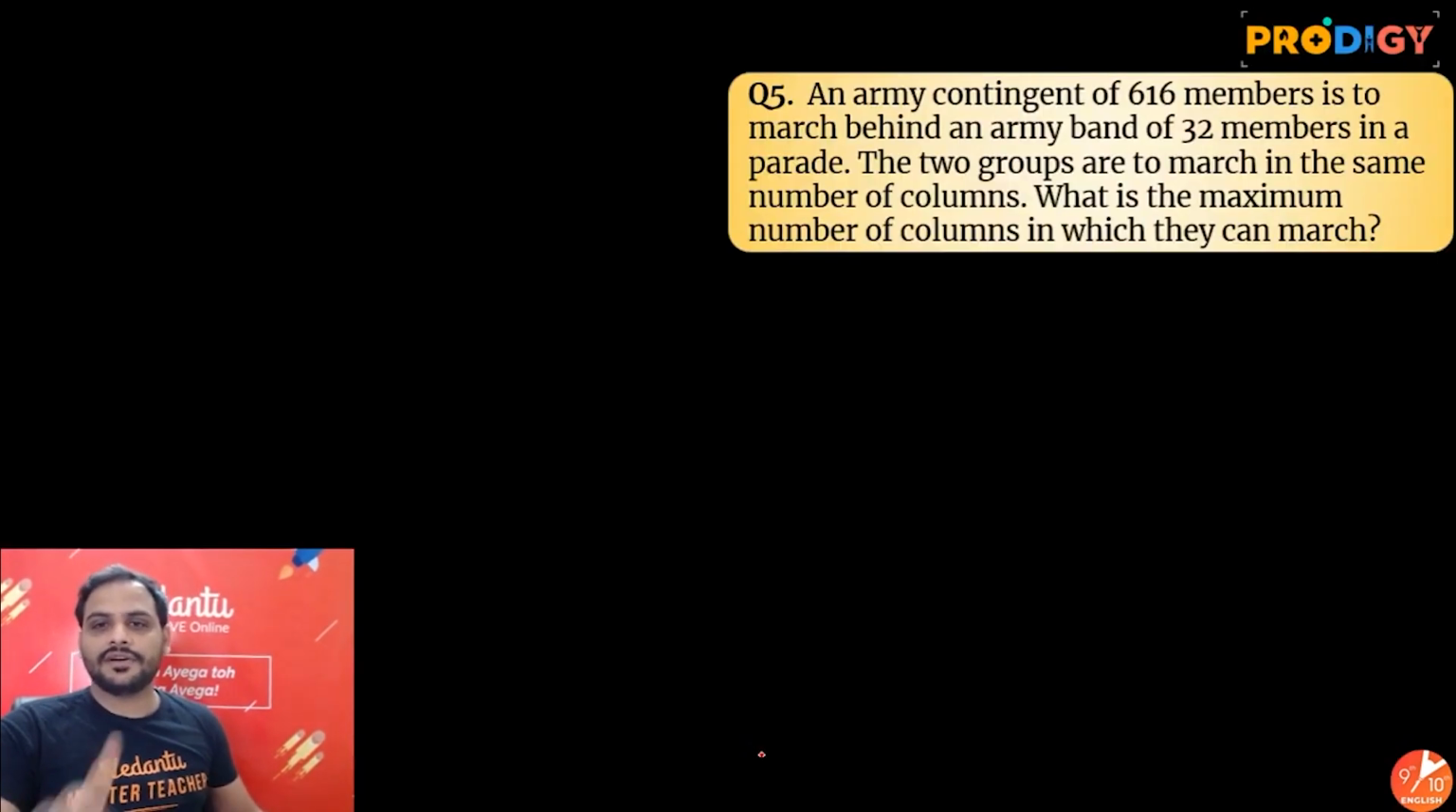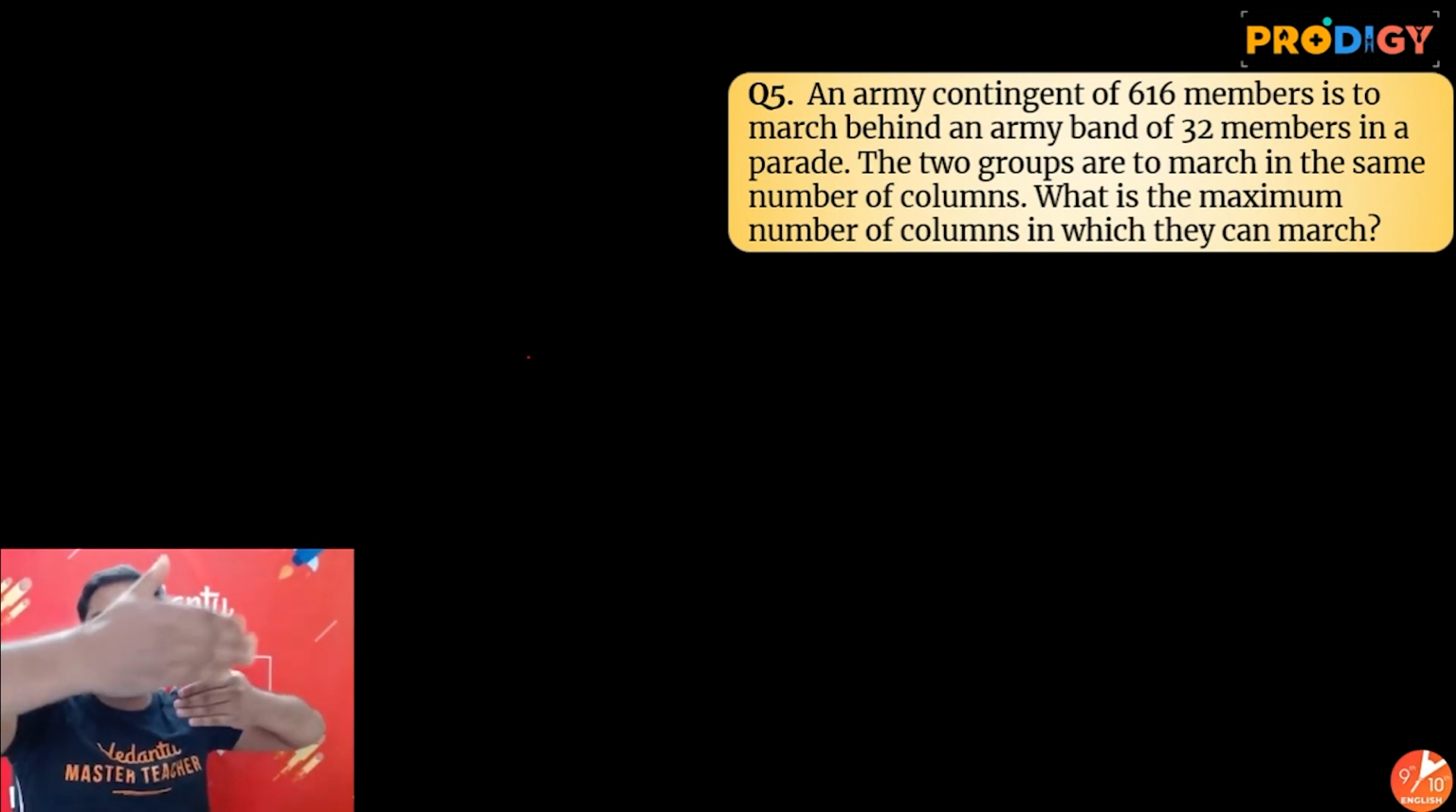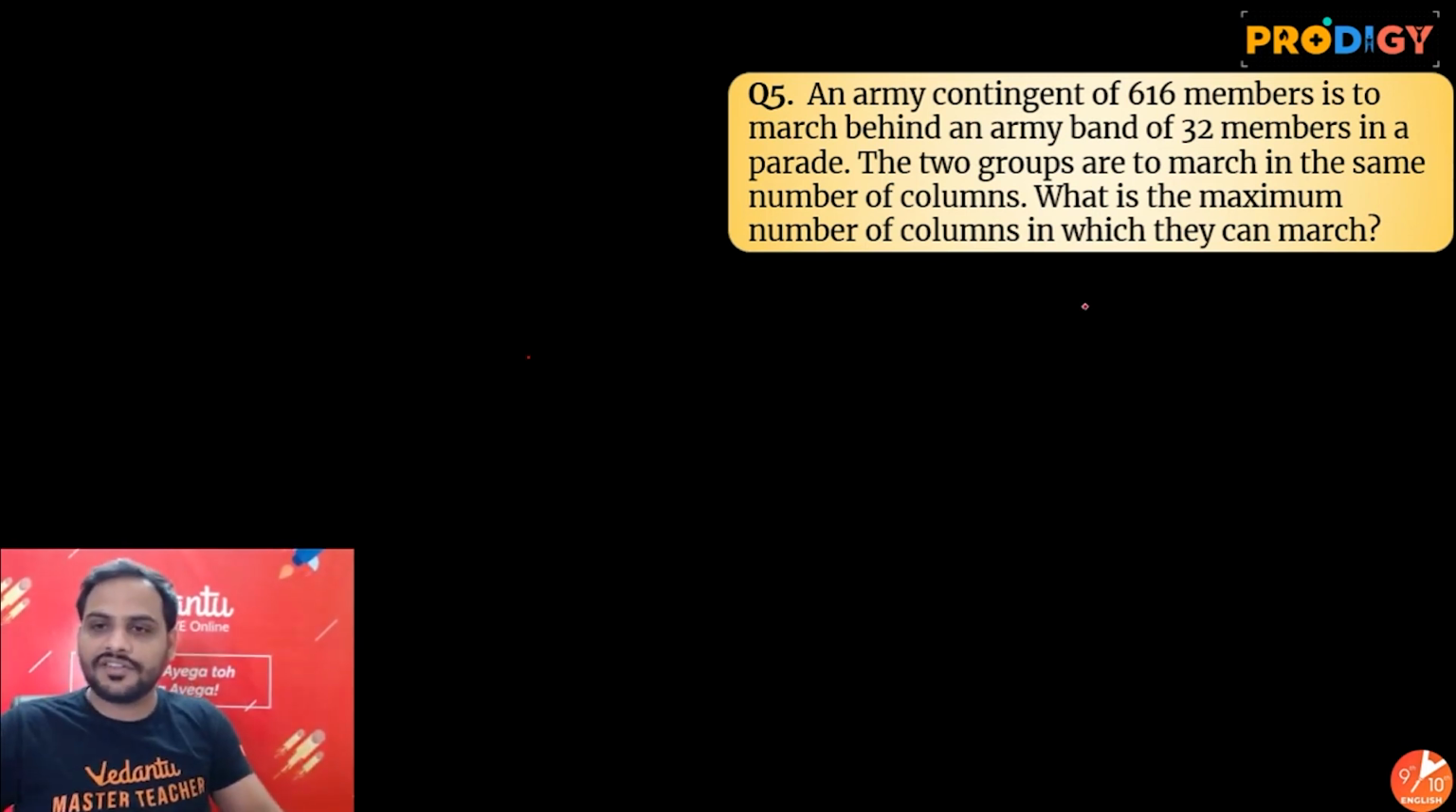Alright, next question now. The next question is an HCF question in the word problem. An army contingent of 616 members is to march behind an army band of 32 members in the parade. The two groups are to march in the same number of columns. Number of columns must be same. What is the maximum number of columns they can march in?